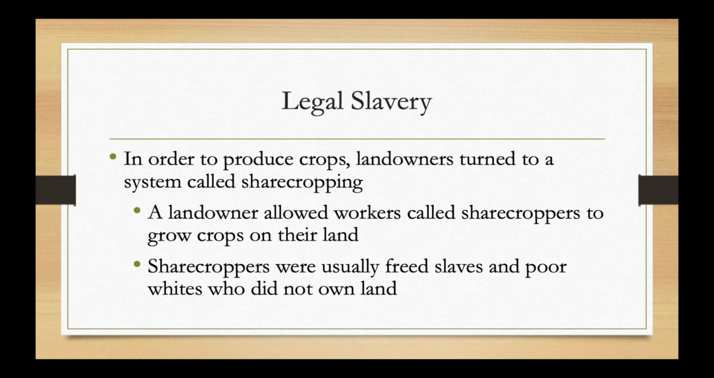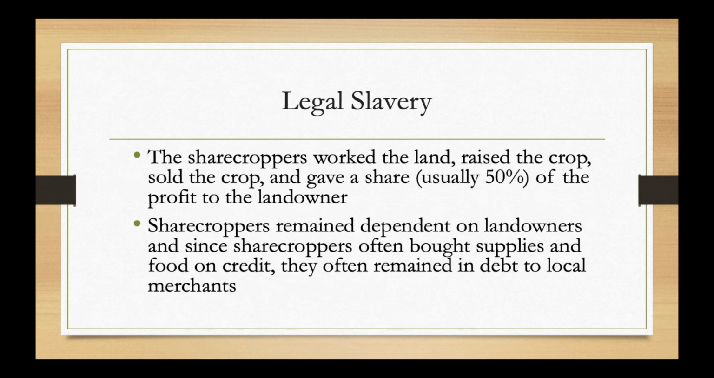Okay. So in order to produce crops, landowners turned to a system called sharecropping. A landowner allowed workers called sharecroppers to grow crops on their land. Sharecroppers were usually freed slaves and poor whites who did not own land. So the sharecroppers are out there working hard. They're working the land, doing everything.